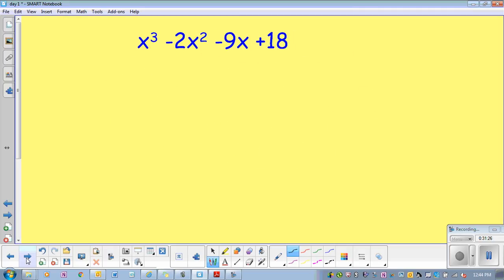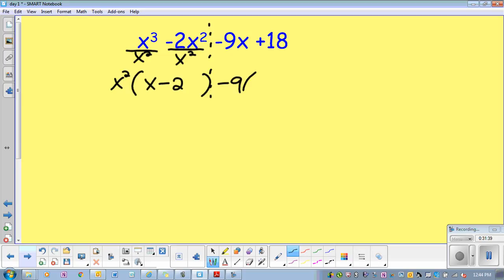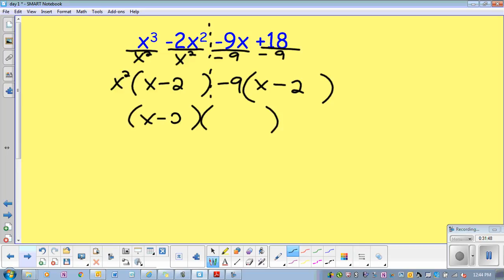Try this one. Oh, I think this one's going to be interesting. There's no GCF for the whole thing, so I'm going to divide it in half. X squared on the left-hand side. Negative 9, that's my GCF on the right-hand side. Am I done? No. Thank you, Elise. What should I do?